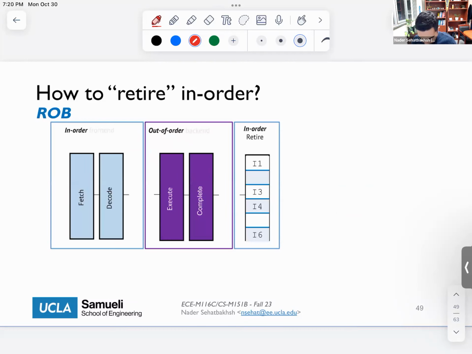All right. Basically, this is how we're going to show this. As I said, we're going to fetch and decode in order. We're going to let things execute out of order. Then we're going to have this complete stage, which is a temporary buffer. And then we're going to reorder things back in order. Okay, so for example, let's say we have something like this. This is our reorder buffer, this is our row. And let's say now we have I1, I3, I4, and I6 completed. These are our completed instructions.